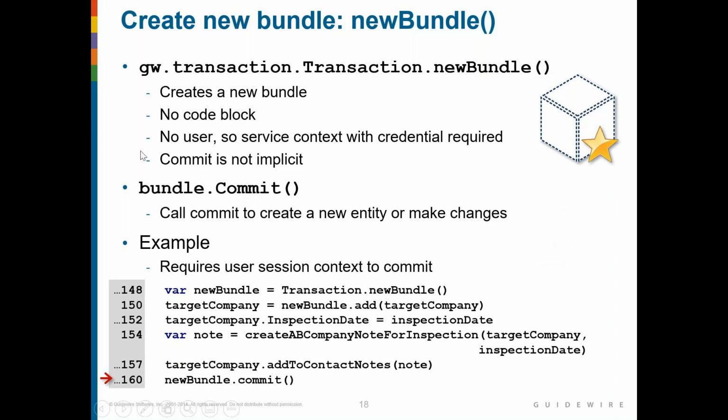So this is how we create a bundle: GW transaction or new bundle. Create a new bundle block, then you use the no code block, no user, no service, then use the bundle.commit. So here you create a variable newBundle with transaction.newBundle, and then targetCompany with newBundle.addTargetCompany. You can add the inspection date here, and you can add a note here. So createCompanyNoteForInspection is the method they are calling, and then they are passing the target company inspection date and the target company add contact to the notes. This method passes the note object, and then newBundle.commit commits it to the current new bundle.